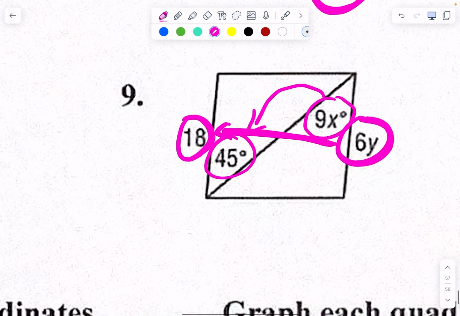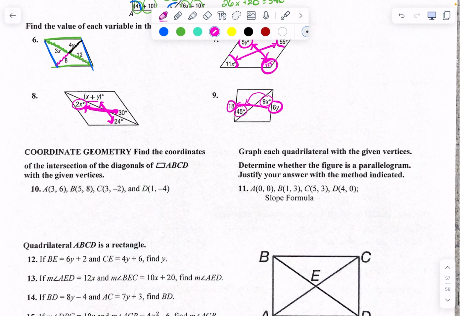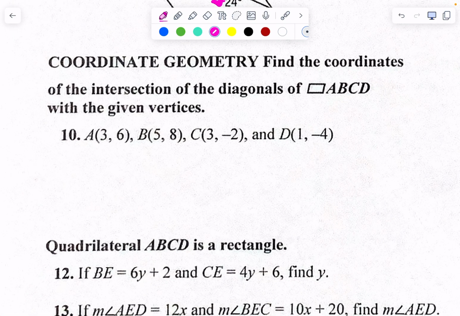Yeah. All right, 9, that was 9. 10, 11. Shall we talk 10, 11? Should we graph 10, 11? I got 10. It's not graphic. Find the coordinates of the intersection of the diagonals.